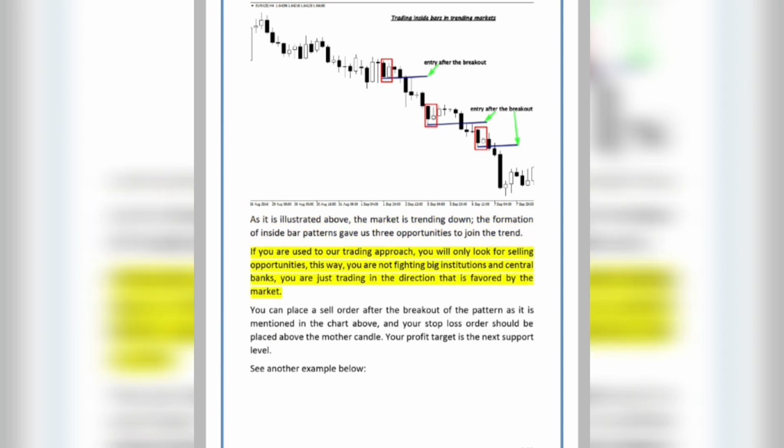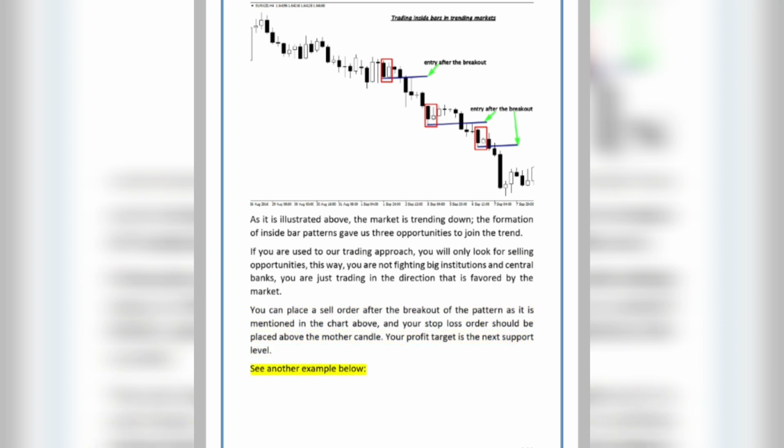If you are used to our trading approach, you will only look for selling opportunities. This way, you are not fighting big institutions and central banks, you are just trading in the direction that is favored by the market. You can place a sell order after the breakout of the pattern as it is mentioned in the chart above, and your stop loss order should be placed above the mother candle. Your profit target is the next support level.